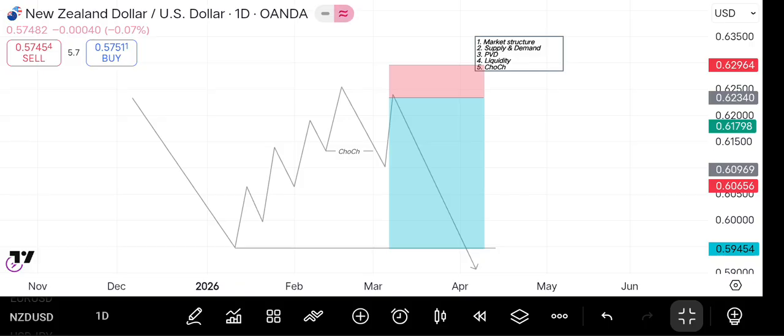How do we get the change of character? By breaking one of the lower lows if the market is trading bullish. So this was a bullish pullback, right? So the market now is confirming that right now I am bearish.